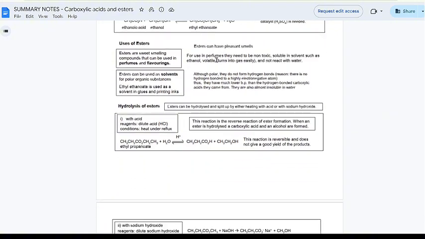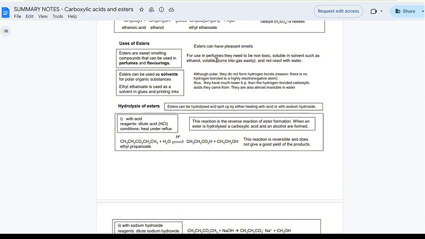Easier to learn. Uses of esters, so sweet smelling compounds that can be used in perfumes, flavorings, non-toxic, do not react with water. Uses as solvents, they dissolve organic substances, so ethyl ethanoate is used as a solvent in glues and printing inks. Although polar, they do not form hydrogen bonds. There's no hydrogen bonded to a highly electronegative atom.